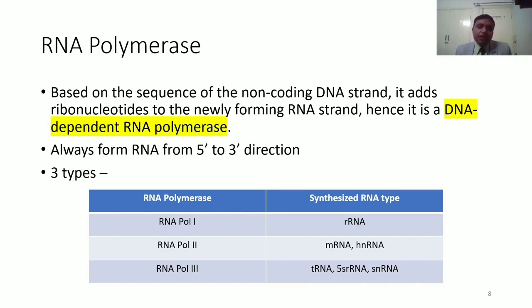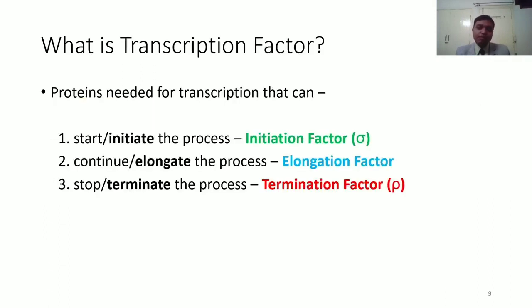This table is very important from the perspective of the NEET exam. RNA polymerase 1 is necessary to produce rRNA, that is, ribosomal RNA. RNA polymerase 2 is needed to produce mRNA, the messenger RNA, and the heterogeneous nuclear RNA called hnRNA. And RNA polymerase 3 is needed to produce tRNA, 5S RNA, and the small nuclear RNA, or snRNA.